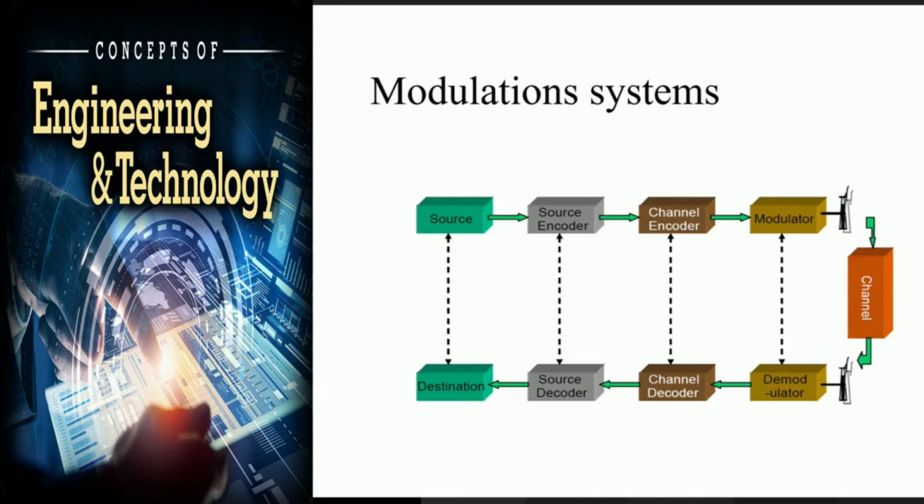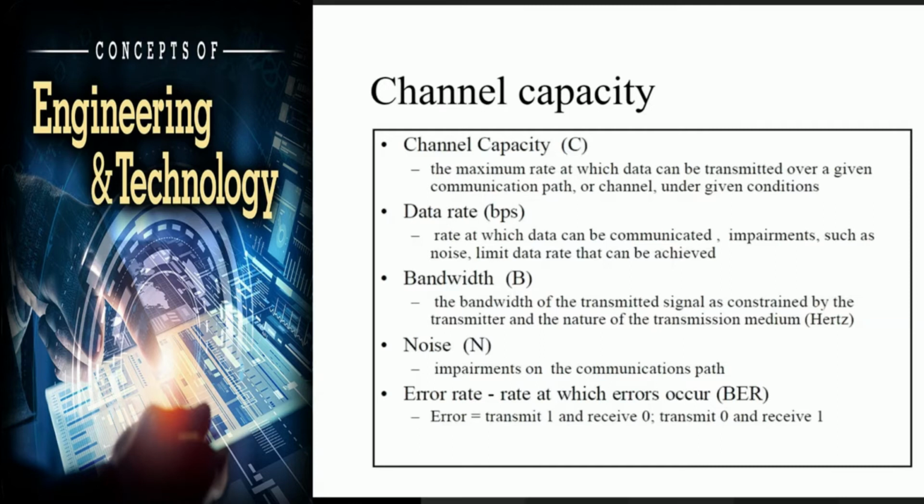So why are we looking at these modulation techniques? Definitely we need the information to be suitable for the transmission purpose. When it is suitable for transmission, we look at the different aspects: what is the channel capacity, what is the data rate, that is, how many bits per second, what is the required bandwidth, and what is the noise. This noise is also one of the important parameters we need to look at for transmission.